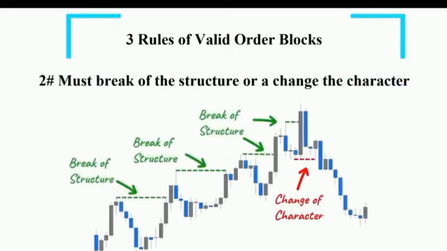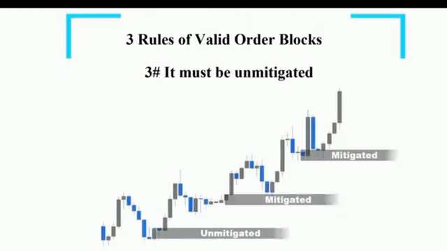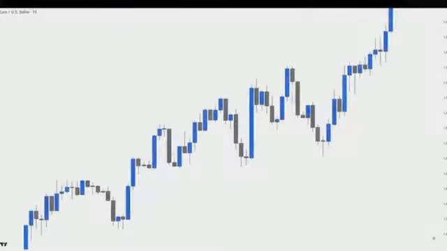Second, it must lead to a break of the structure or a change of character. A break of structure or change of character is the first clue that the market is telling us whether it intends to continue in the same direction or reverse. Third, it must be unmitigated. Order blocks are one-time use, so we only look for trading opportunities when the first-time price taps into an order block.